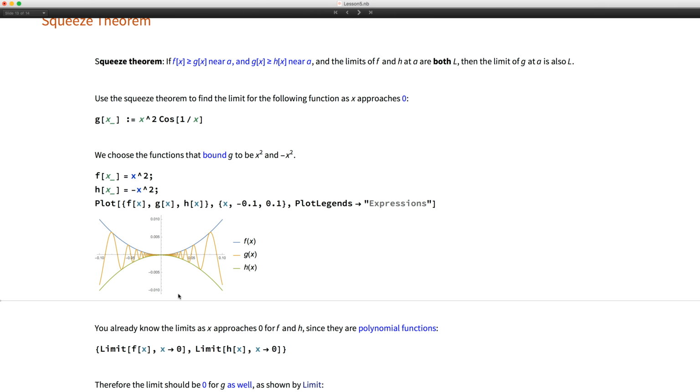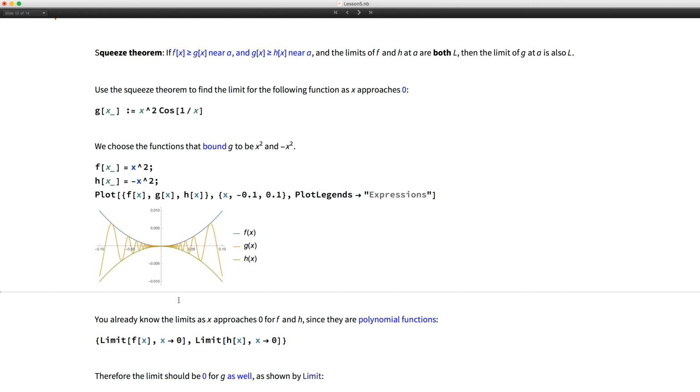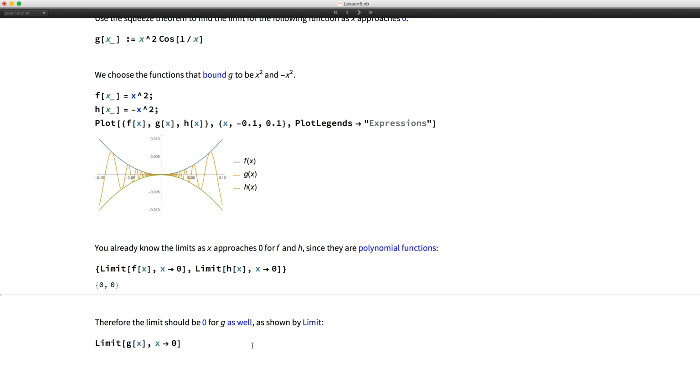So the squeeze theorem says that you can work out the limit of g provided that you can find the limits of f and h. But f and h are simple. They are polynomials, so their limits are just 0, and hence the limit of g is 0 as well.